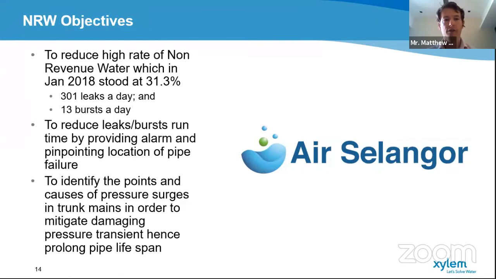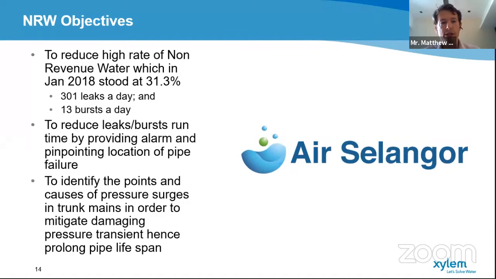Selangor have had a stated aim to reduce their high rate of non-revenue water. In January 2018, this stood at 31%, and I know they've had some success in reducing that in recent years. And that's been made up of quite a number of leaks and bursts every day.